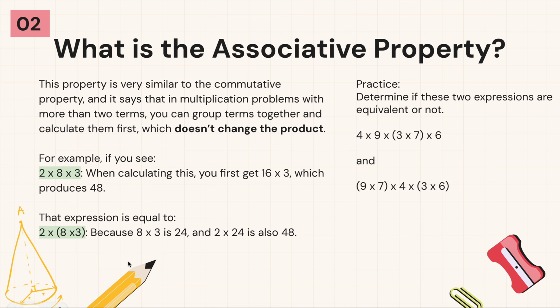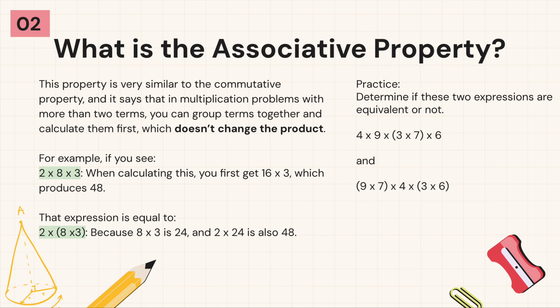Okay, the next property is the associative property. This property is very similar to the commutative property, and it basically says that in multiplication problems with more than two terms, you can group terms together and calculate them first, and it doesn't change the product. So it's essentially the same idea as the commutative property.